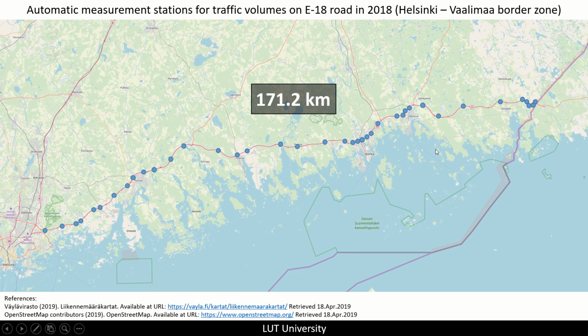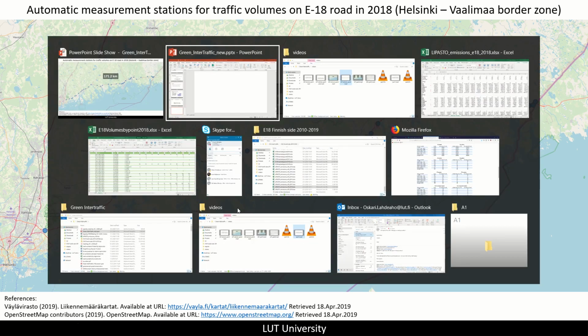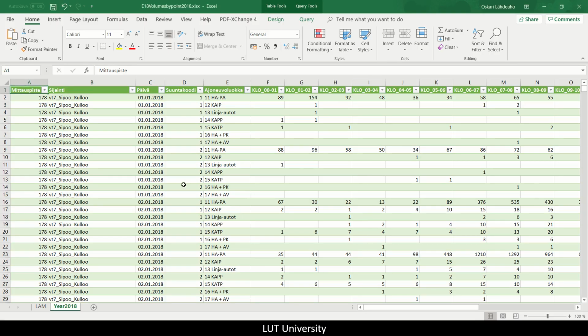classify the vehicle, whether it's, for example, a passenger car, a small delivery truck, a semi-trailer truck, or, as we use a lot in Finland, full trailer trucks. It can separate the vehicles into these different classes. So let's take a look at what kind of data these stations provide us.